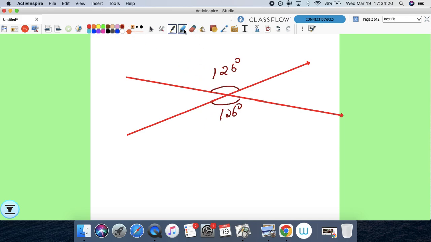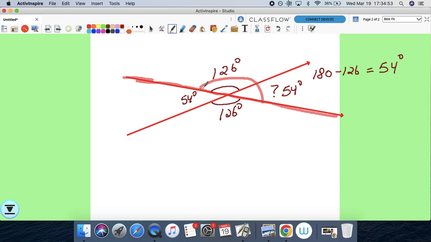Now, notice that this is a straight line, right? And in any straight line, what's the angle? It's 180. So if I were to forget the bottom part and just focus on this, knowing that this is 126, I know that this angle here would be 180 minus 126, which would give us 54. So now that I find that this is 54, I know its opposite on the other side is also 54.